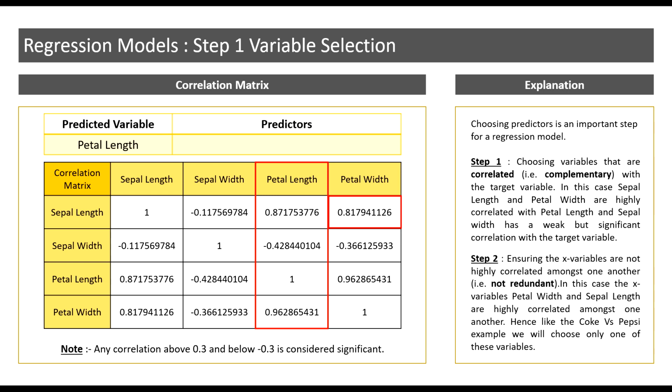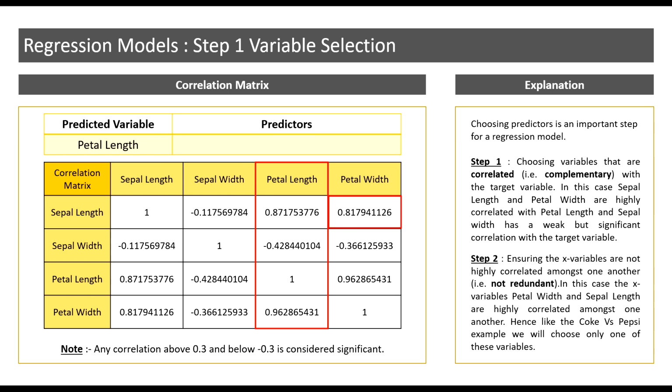Now, step 2. Out of the x variables we have selected as a part of step 1, we need to ensure that those variables are not correlated amongst themselves. That is, they are not substitutable. In this case, we observe that petal width and sepal length have a very high correlation of 0.81. Hence, these two variables are deemed to be substitutes. Therefore, like the Coke and Pepsi example from the previous video, we will either choose petal width or sepal length when we are predicting for the variable petal length.